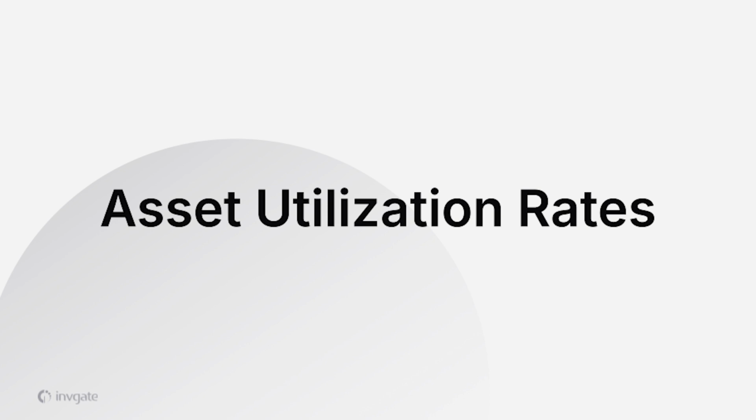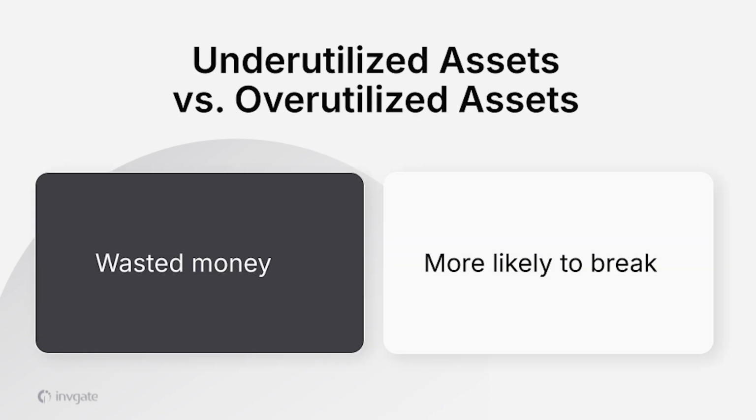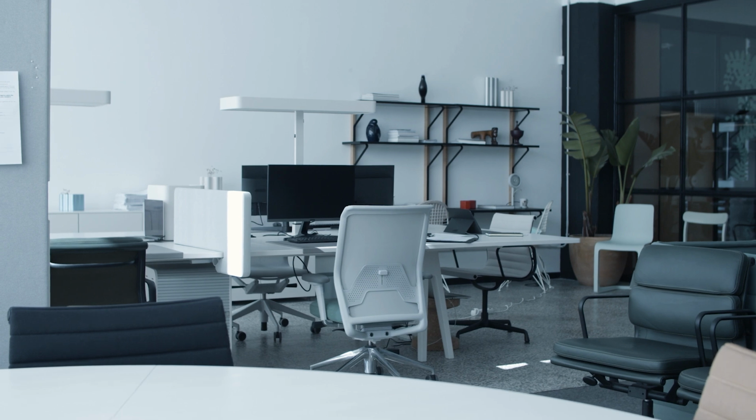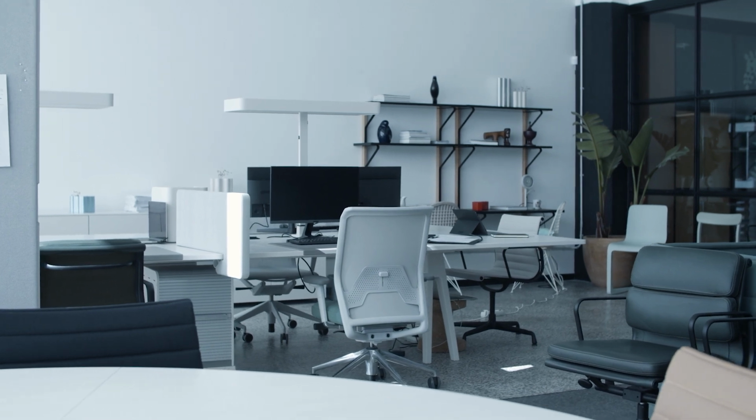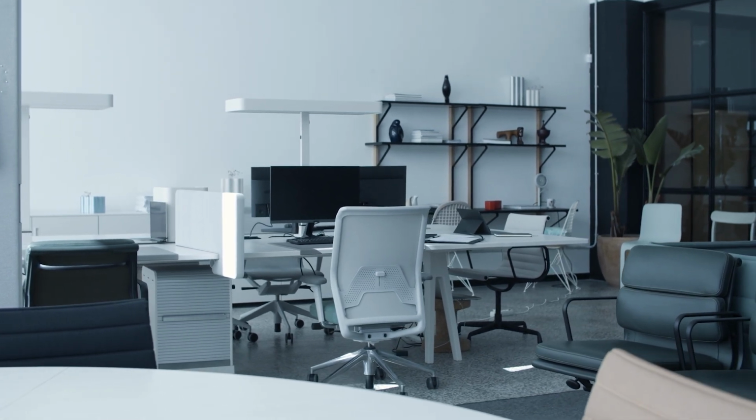Number 1, asset utilization rates. This is a big one. How often are your assets actually being used? This matters because underutilized assets are wasted money, and overutilized assets are more likely to fail prematurely. If you have hundreds of laptops but 20% of them are sitting in storage, that's money that could have been spent elsewhere. The same goes for software licenses.